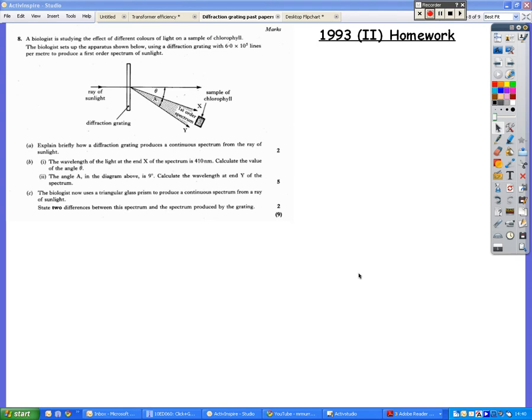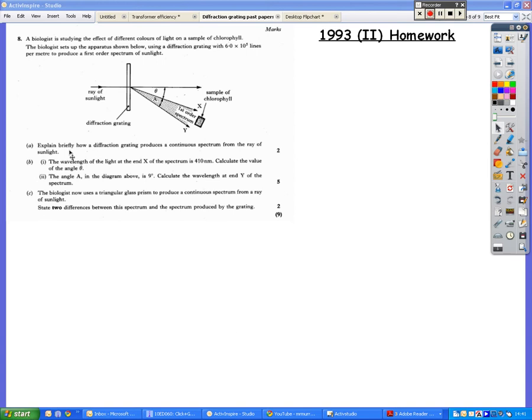Paper 2 on diffraction gratings and that kind of stuff. So, first part there. For some reason this question has got a biologist in it, don't know what that's about. But explain briefly how a diffraction grating produces a continuous spectrum from the ray of sunlight.